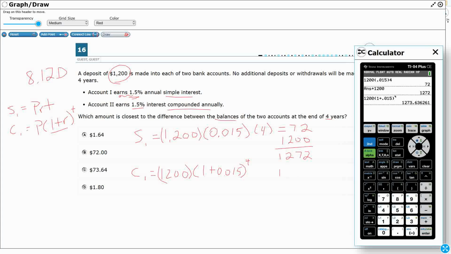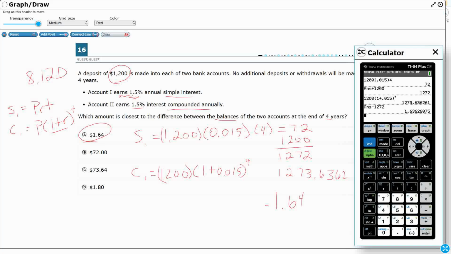I get 1273.63626. So we'll put a few more in there. So this one's larger, so let's take away the 1272. And what's the difference? About $1.64. $1.63626, we'll round to the nearest hundredth. So about $1.64, there's my answer.